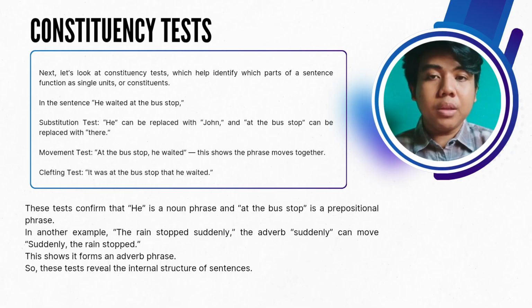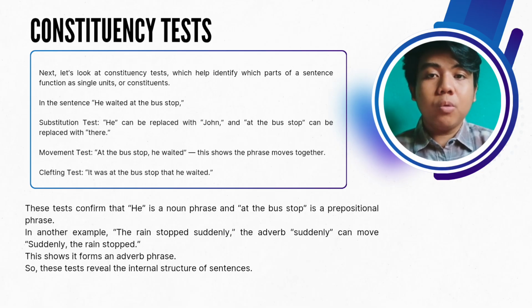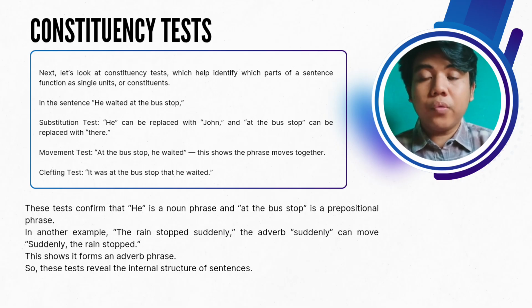Now, in another example, the sentence "The rain stopped suddenly." We can move the word suddenly to the front, and it becomes "Suddenly the rain stopped." That tells us suddenly forms an adverb phrase. So by using this sentence, we can see the internal structure of the sentence.